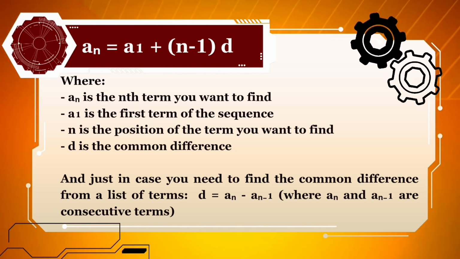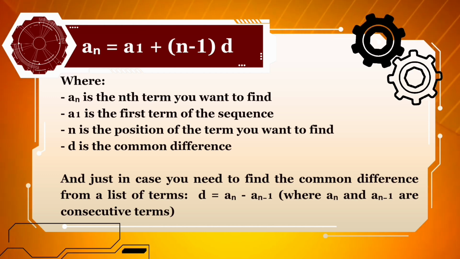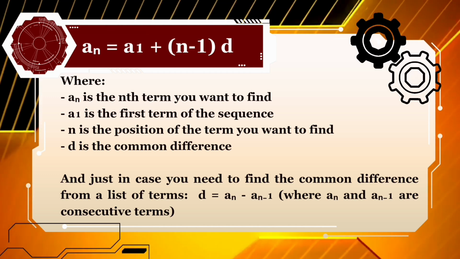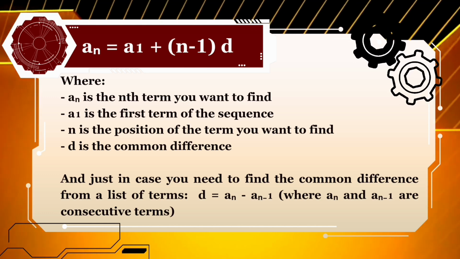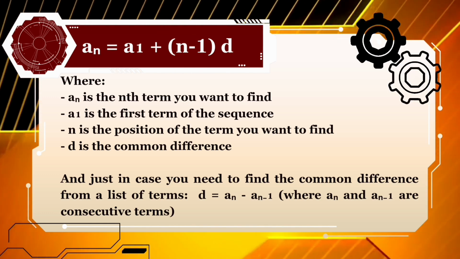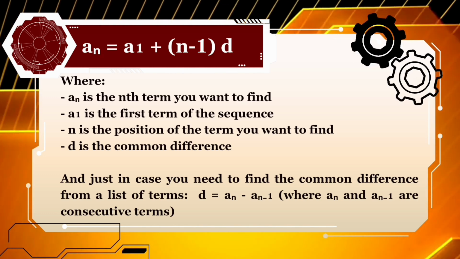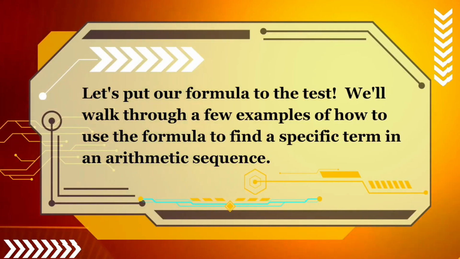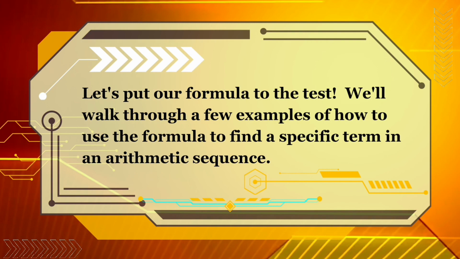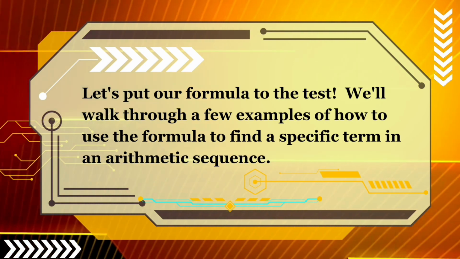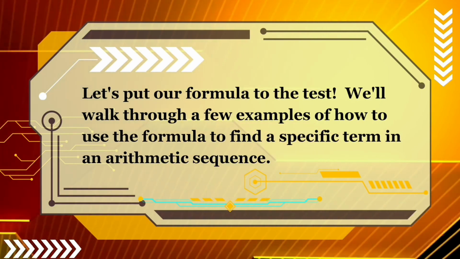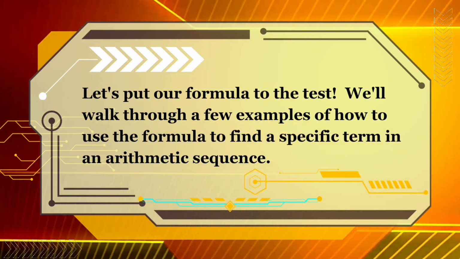And just in case you need to find the common difference from a list of terms, d equals a sub n minus a sub n minus 1, where a sub n and a sub n minus 1 are consecutive terms. Let's put our formula to the test. We'll walk through a few examples of how to use the formula to find a specific term in an arithmetic sequence.